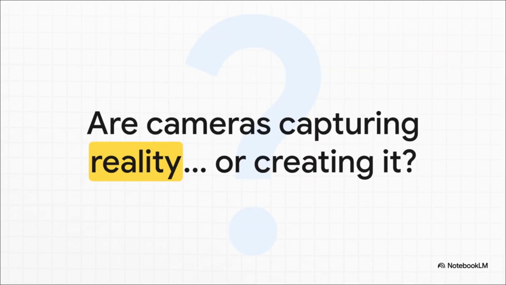Which leaves us with a really fascinating question for the future, right? We've already moved from capturing a single moment in time to intelligently constructing an image from many different moments. As these AI models and software tricks get even more sophisticated, where do we draw the line? Are our cameras still capturing reality? Or are we teaching them how to create a perfected, idealized version of it? It's definitely something to think about the next time you snap that impossibly perfect photo.